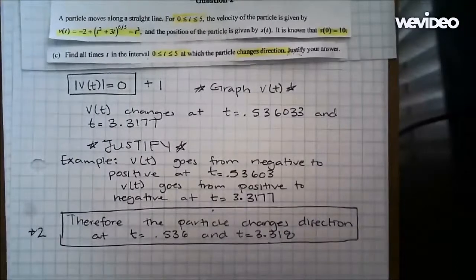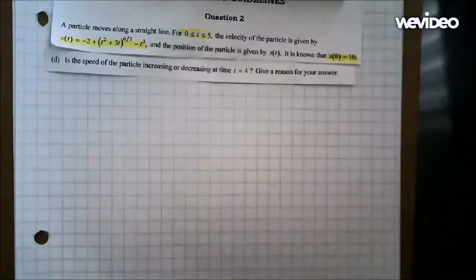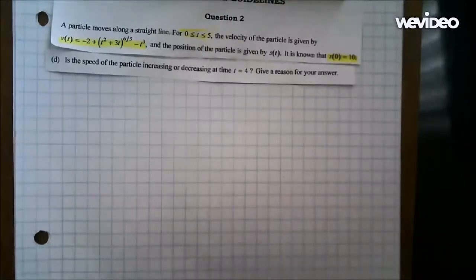Now that we're done with C, let's move on to our final question, D. Question D asks us, is the speed of the particle increasing or decreasing at time equals 4? And to give a reason for our answer. Now we need to recall that if the sign of the velocity matches the sign of the acceleration, our particle is speeding up. If they're opposite, our particle is slowing down.